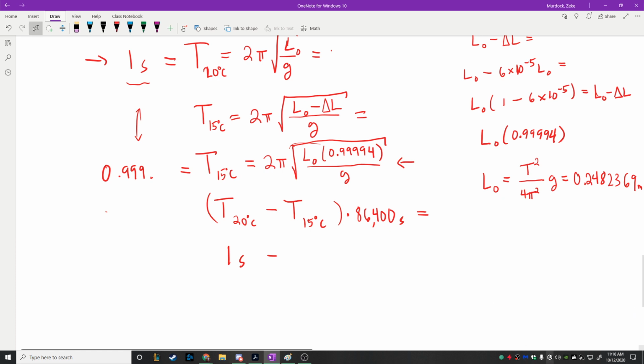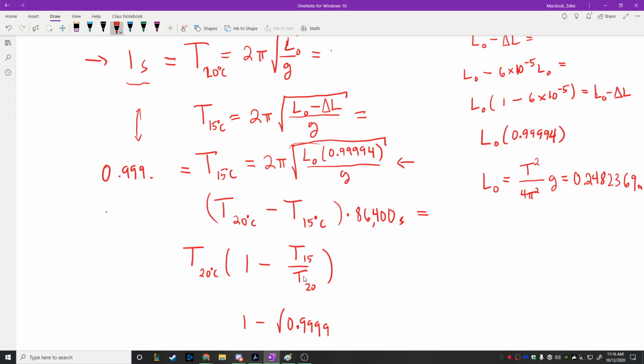There's a way easier way to do this, actually. Because from this equation, you could factor out t at 20 degrees Celsius. And that would be equal to 1 minus the ratio of t at 15 versus t at 20. Right? That's correct, isn't it? But the ratio of t at 15 to t at 20 is this over this, which is really just the square root. It's 1 minus the square root of 0.99994.